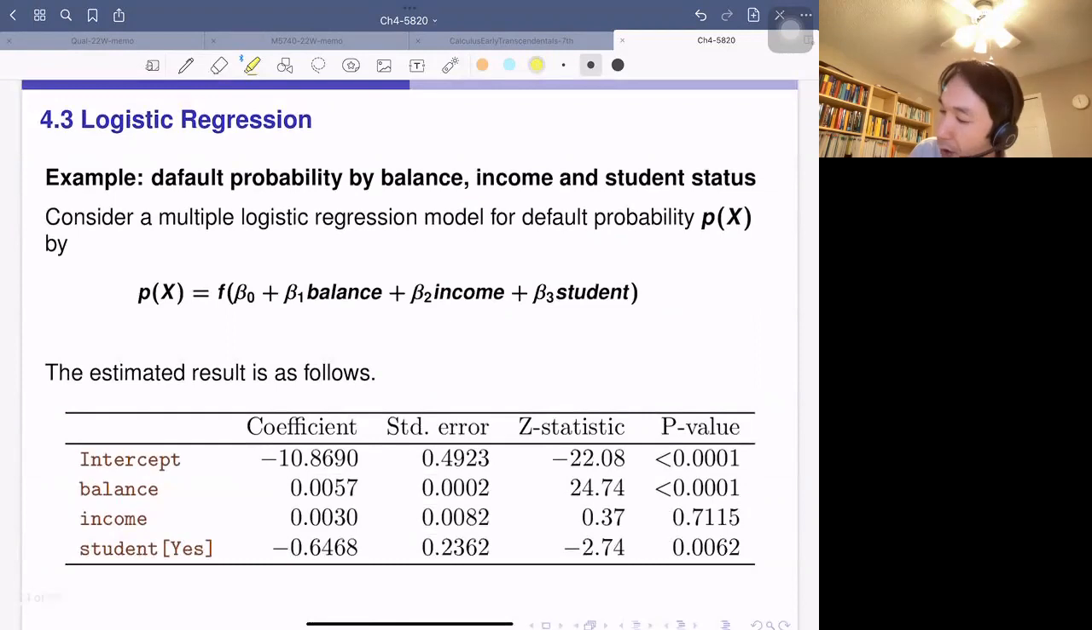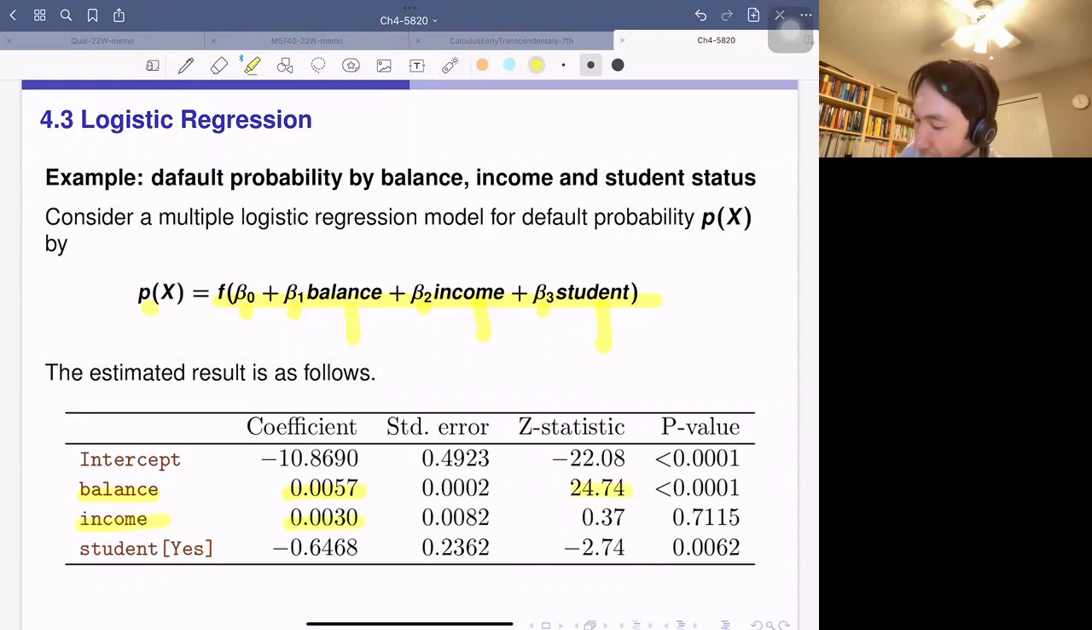The estimation is done in the same way. We have 4 parameters in this case, but we can get these estimators by maximum likelihood estimation. In this case, the default probability is explained by balance, income, and student status. We can see that the balance has a positive coefficient. Higher balance means higher default probability. That's reasonable, with a high z-score, so significant.